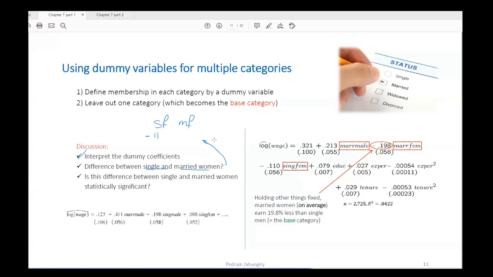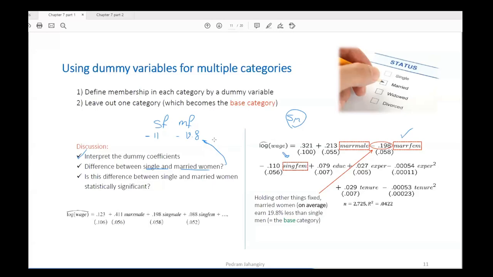Okay, single female, because remember, the benchmark was single male. Do I have married female here? Yes, I have. So what's the number? 19.8. So what I know so far is that single female is earning 11% less than single male. This is one statement. I also know that married female is earning 19.8% less than single male.